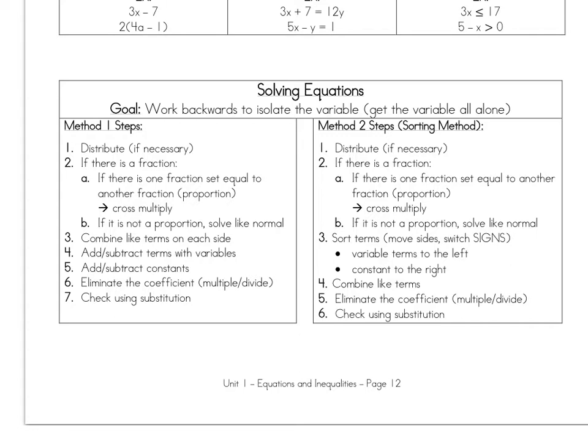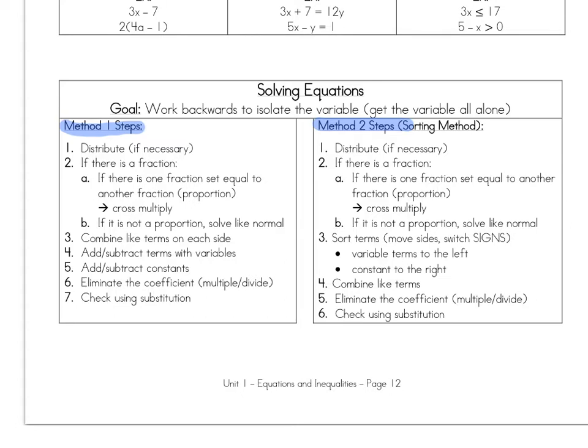The first method is the most basic method. This is probably the one that you came in knowing. So method 1 and method 2. Method 1 is basically, let's call this the balancing method versus the sorting method. So balancing is the basic method. Basically, you distribute if you have to. This is when you add or subtract a number from both sides.